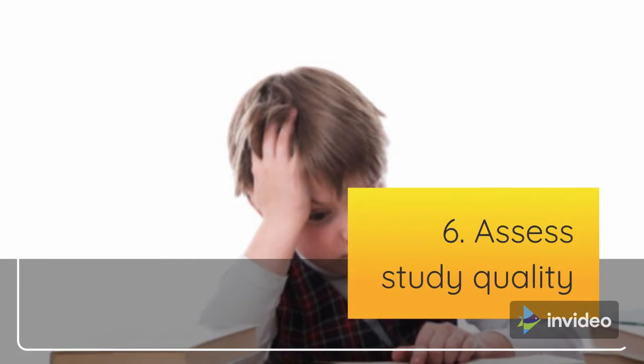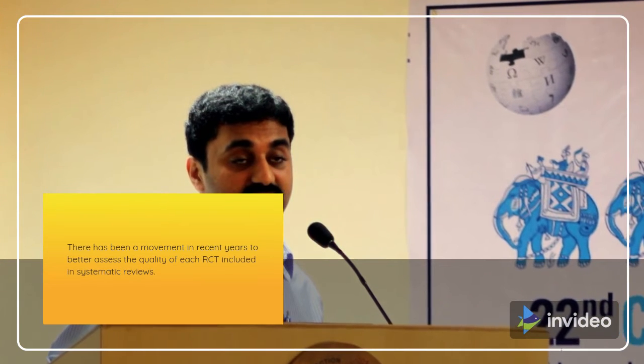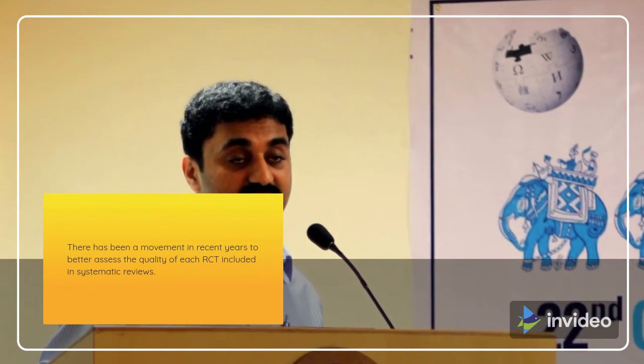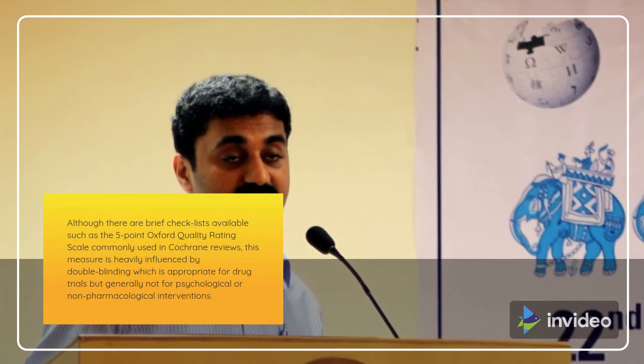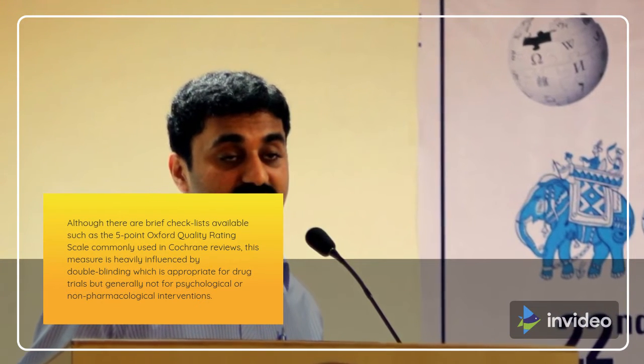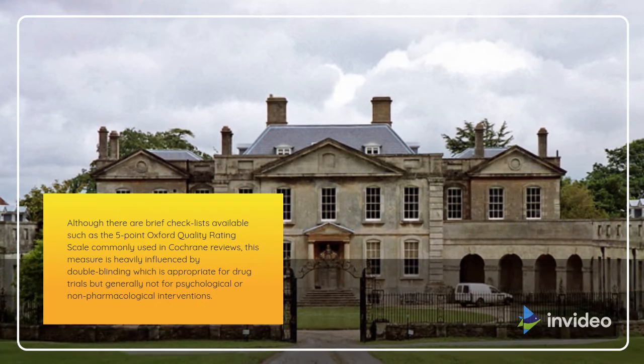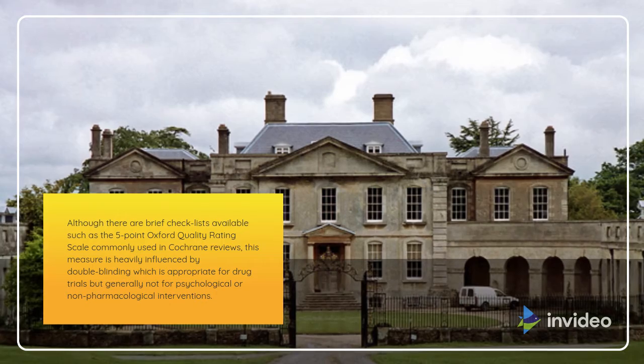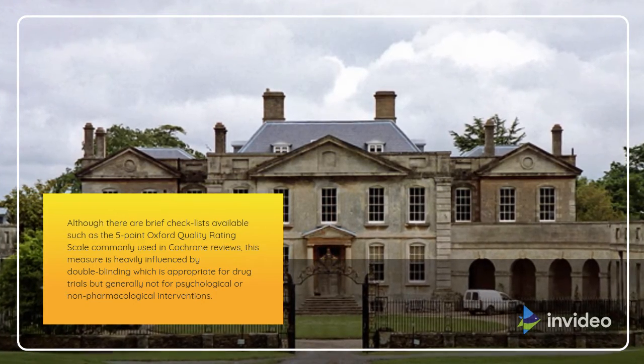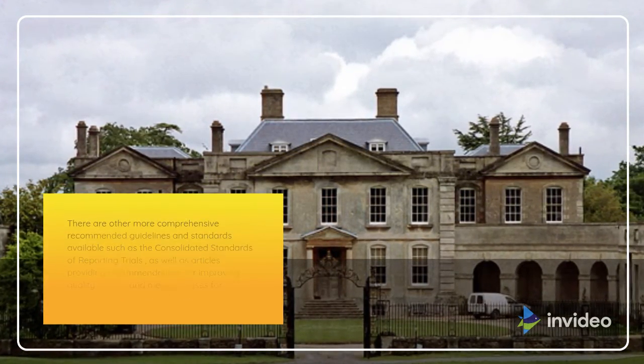6. Assess study quality. There has been a movement in recent years to better assess the quality of each RCT included in systematic reviews. Although there are brief checklists available such as the 5-point Oxford Quality Rating Scale commonly used in Cochrane reviews, this measure is heavily influenced by double blinding, which is appropriate for drug trials but generally not for psychological or non-pharmacological interventions.